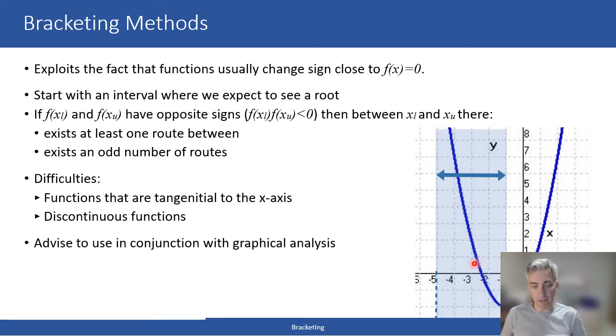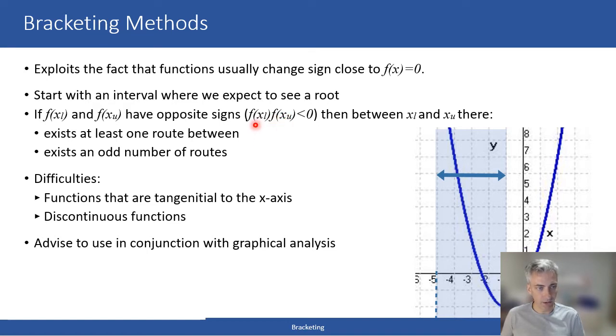So first of all, we have to set up some lower and upper bounds. So I've called xl the lower bound and xu the upper bound. And if the function changes sign when it goes from the lower bound to the upper bound, the product of f of xl times f of xu should be less than 0. It should be negative if the function values are opposite on either side of the root.